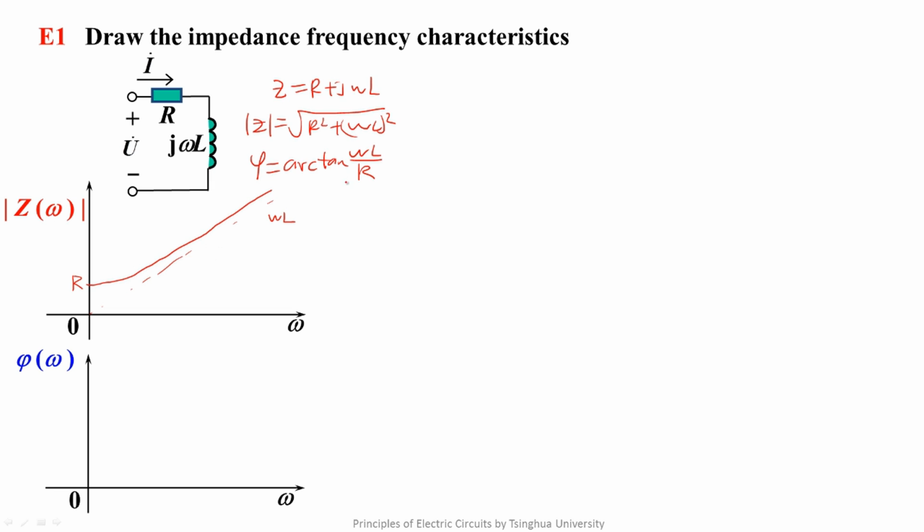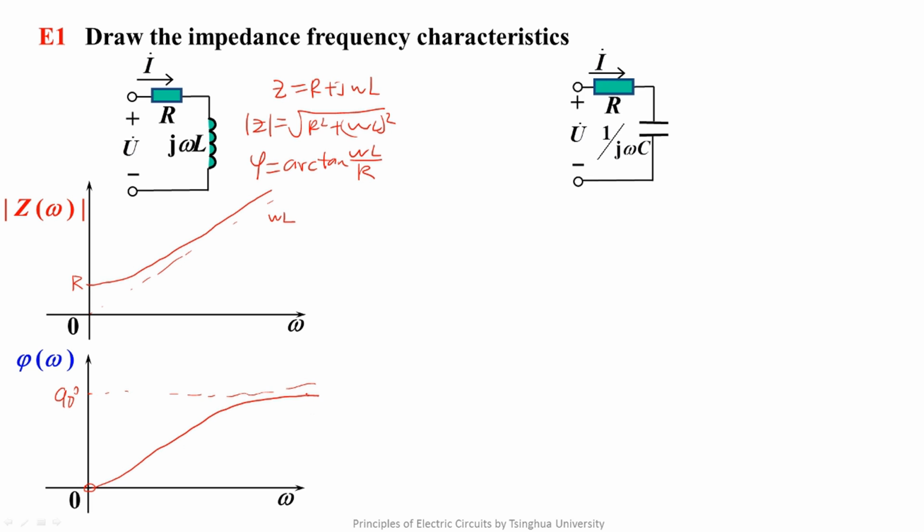We use a similar method to consider the impedance PF characteristic. When omega equals 0, the angle is 0. That is to say, it starts from 0. The value is larger and larger with the increase of the frequency, and it tends to be infinity when the frequency tends to be infinite. Therefore, the impedance angle tends to be 90 degrees. So we finish the impedance frequency characteristic of the one-port network.